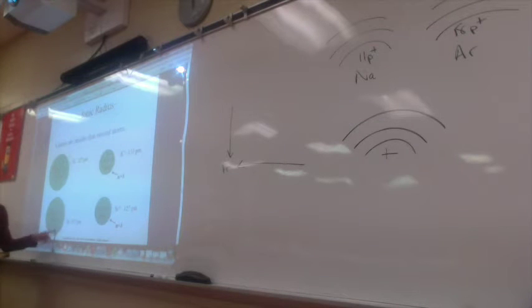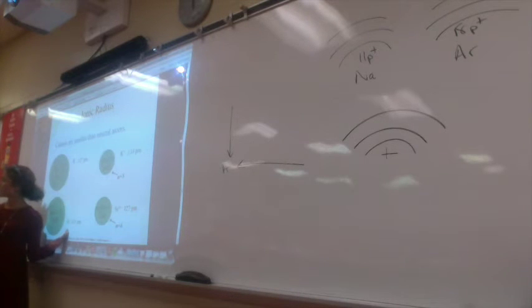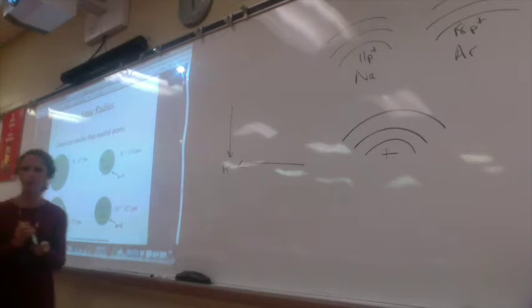Same thing here with strontium. Strontium is in period 5, but it's also in group 2. How many electrons does it need to lose to become a noble gas? 2. Once it loses its 2, it loses that shell. So it'll become much smaller.